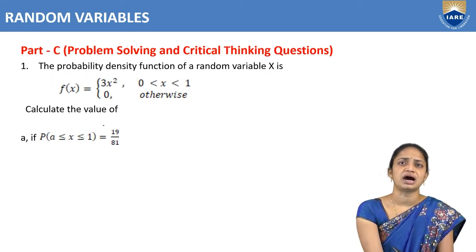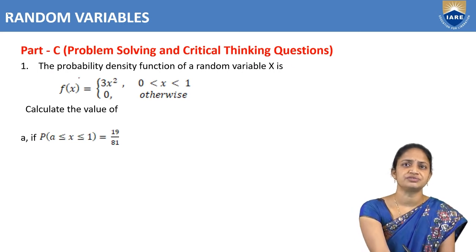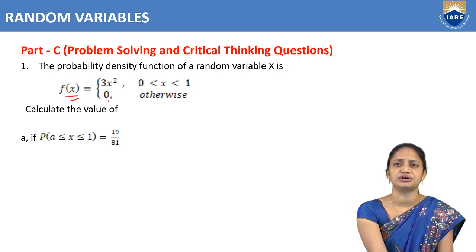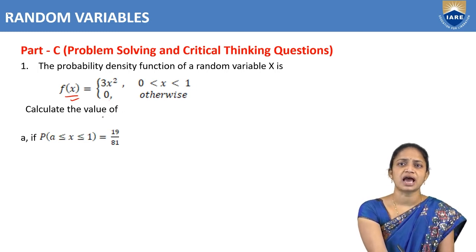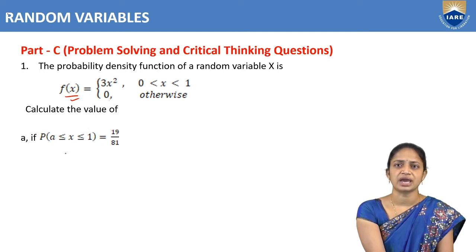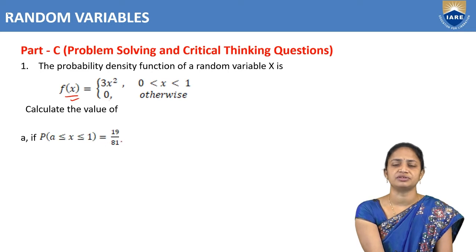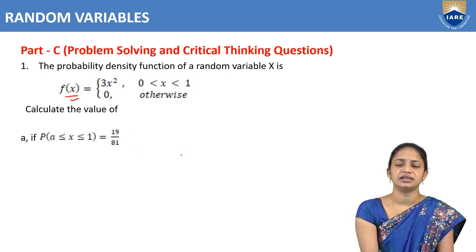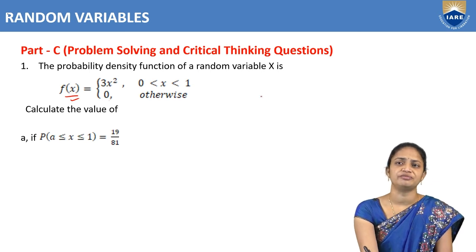So now coming to part C, problem solving and critical thinking questions. First question: they have given that f of x equal to 3x square where 0 less than x less than 1 and 0 otherwise. Calculate A. So how to calculate A? If probability of A less than or equal to x less than or equal to 1 is equal to 19 by 81.